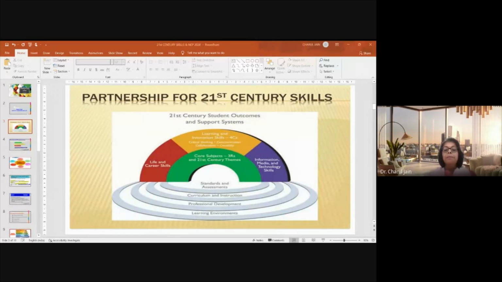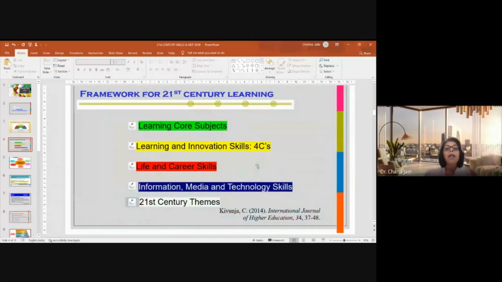And as a result, this kind of model was come up with by the Partnership for 21st Century Skills. I am focusing on the colored segment of the diagram that the P21 group has come out with. There are two sections, and the upper section deals with learning of core subjects, learning and innovation skills, which is called the 4Cs, life and career skills, and information, media, and technology skills.